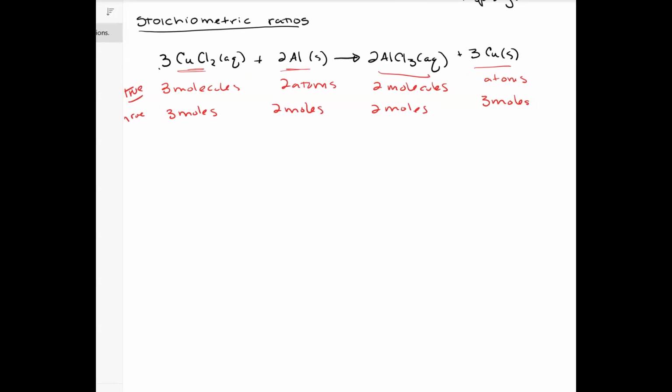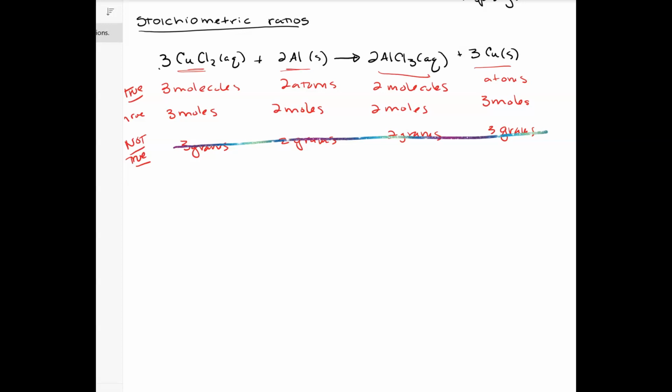What's not true and cannot be said is that 3 grams of copper chloride react with 2 grams of aluminum to make 2 grams of aluminum chloride and 3 grams of copper. We cannot say this because these different species have different molecular weights. So the top 2 interpretations are okay.